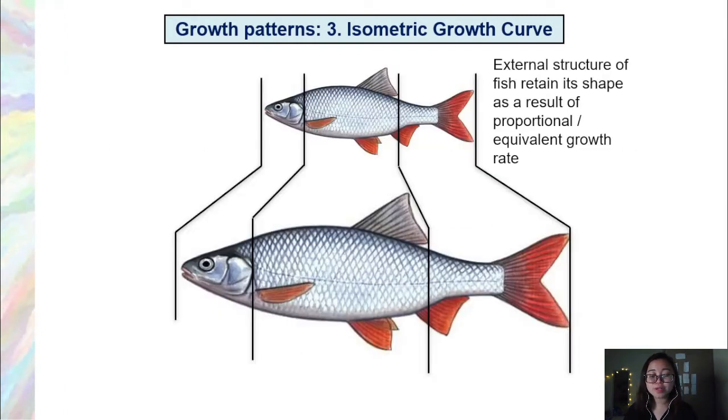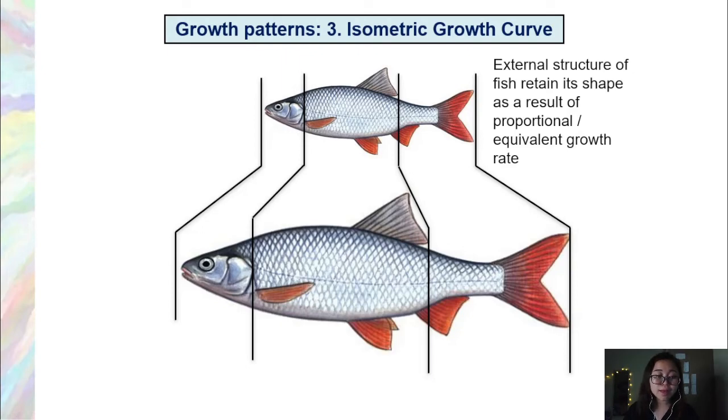So in this slide, we'll look at how the proportions on a fish is the same as when it grows into an adult. So you can see here, when the fish is still a juvenile, the external structure of the fish will retain its shape as a result of proportional or equivalent growth rate as it grows into an adult. So kepala dia di sini, begitu juga dibandingkan dengan keseluruhan badan.